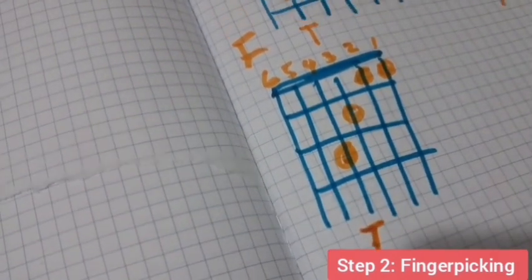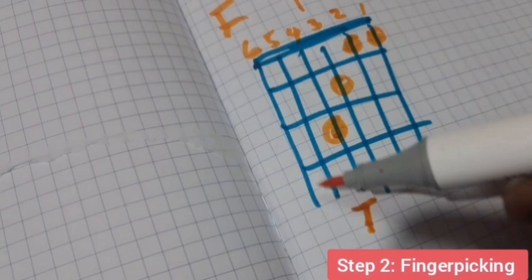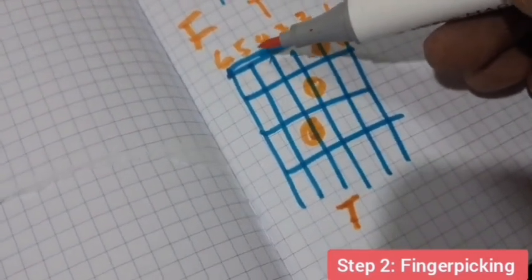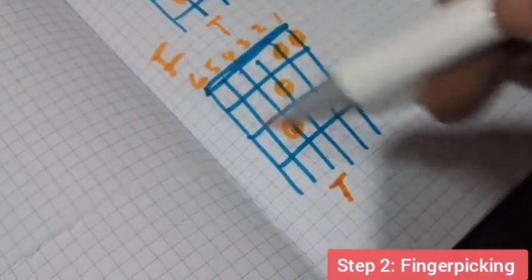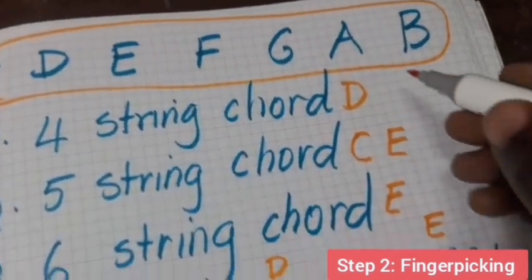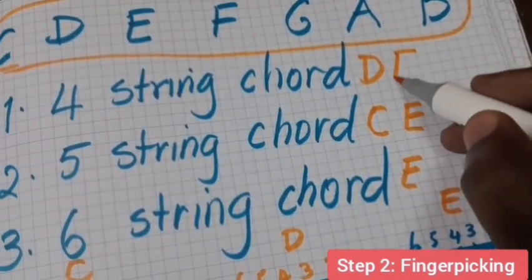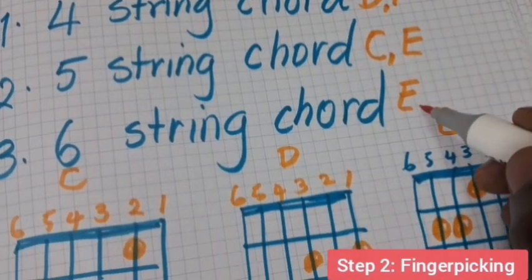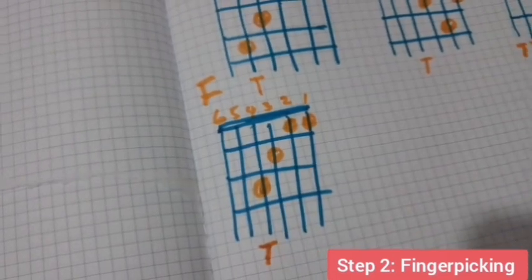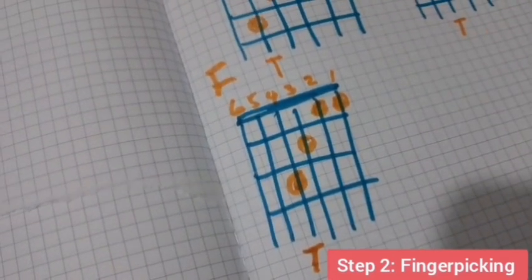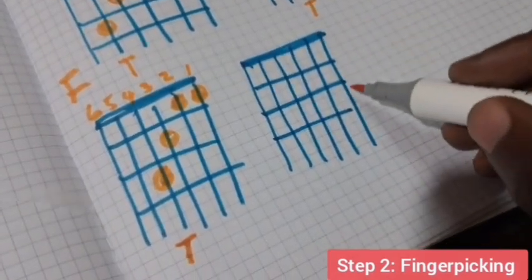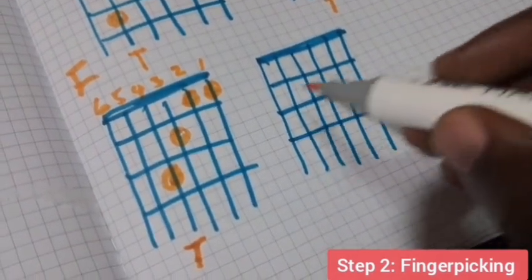So our T here, which is our thumb, is on the number 4 string. So that makes F a 4th string chord. So we'll come here and we'll add F as a 4th string chord. Okay, so let's try G and see where G falls. So this is our G, and this is our finger positioning of G.